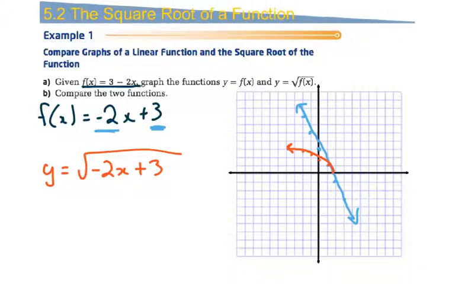So all we're doing to find the square root of a function is taking the square roots of the y values of each point and drawing a new graph that matches.